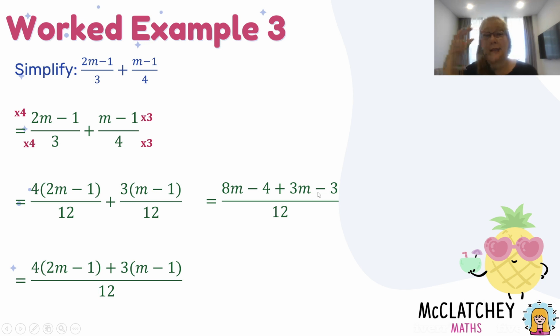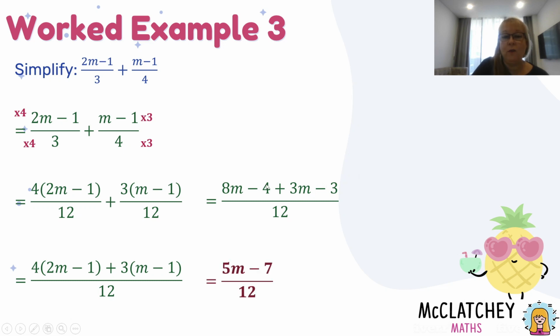Now it's time to collect those like terms. I can see 8m plus 3m will make 11m, and negative 4 take away 3 makes negative 7. Always remember that the sign in front goes with the term afterwards. So now I've got that, and it's simply 11m take away 7 over 12. Can't simplify that any further.